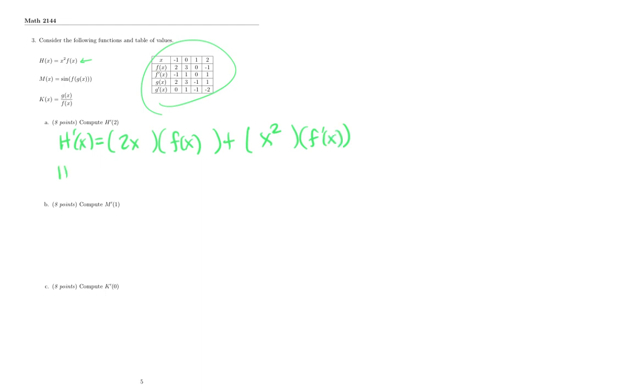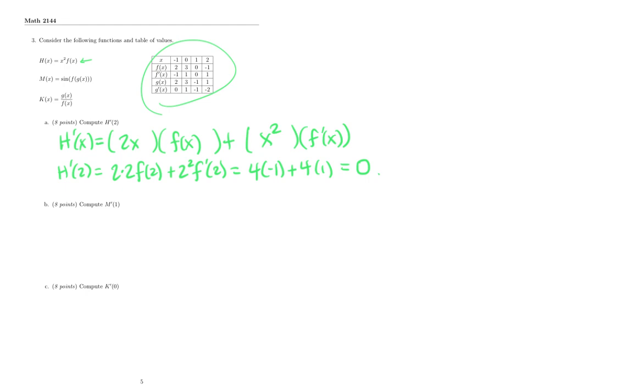And if I want to compute h prime of 2, what that means is I want to do 2 times 2 and then times f of 2, plus 2 squared times f prime of 2. And I'll use my table to find those values. So f of 2 is -1, and 2 squared is 4 times f prime of 2, which is +1. So if I add -4 to 4, I get 0.